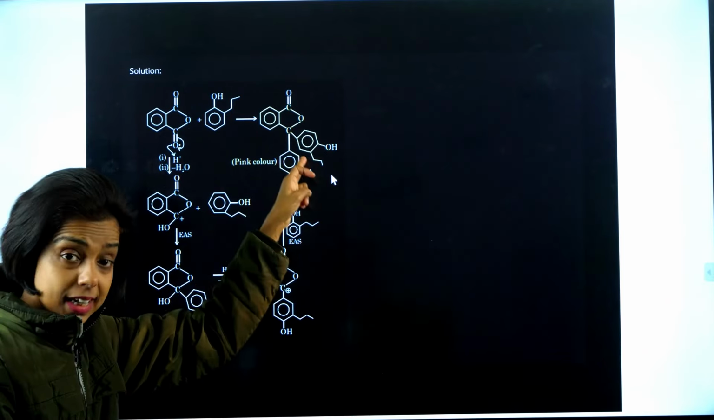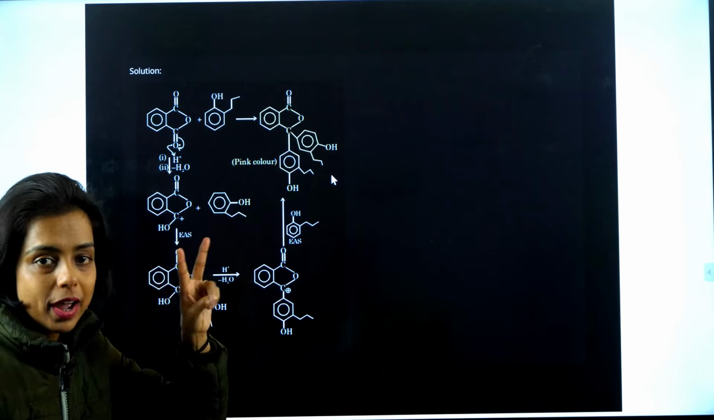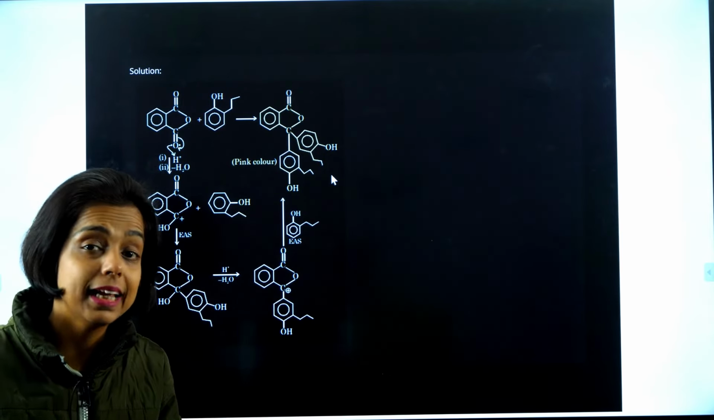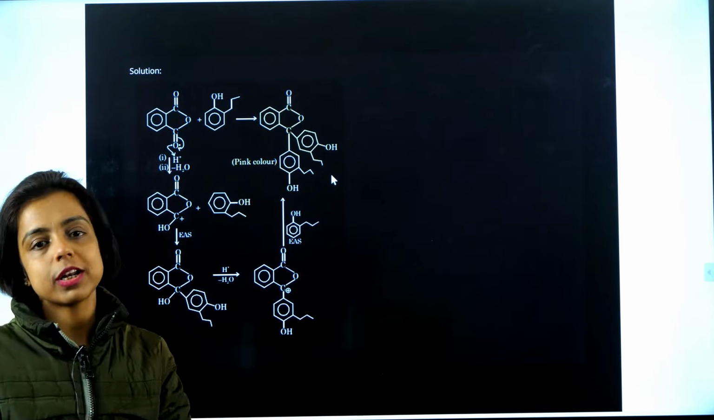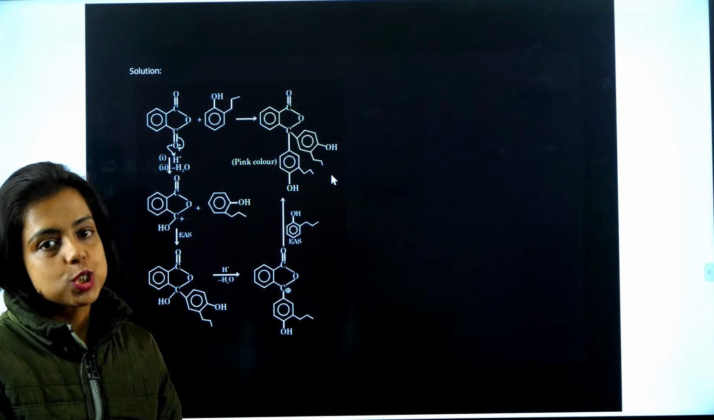Again, this will attack on the second phenol. Two phenol molecules will be required, and the carbocation generated by the single phthalic anhydride will undergo electrophilic aromatic substitution two times, and finally you will get a dye which is pink in color.